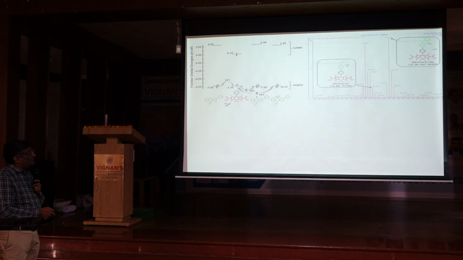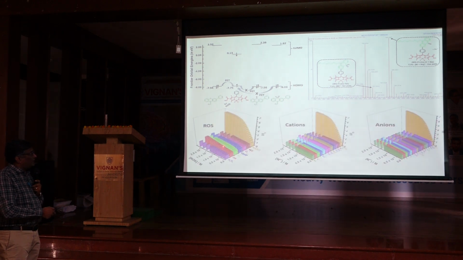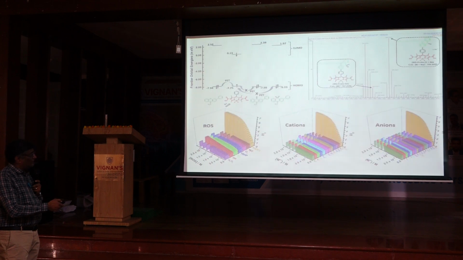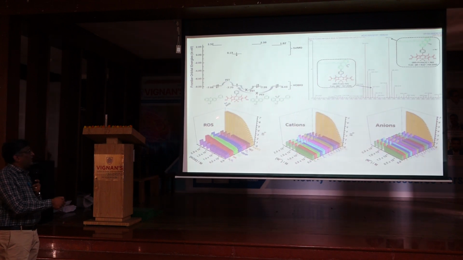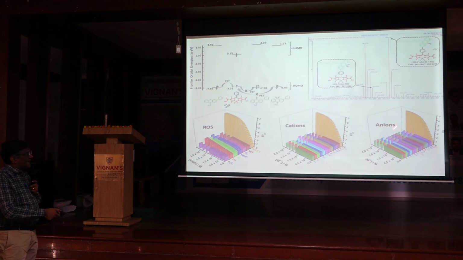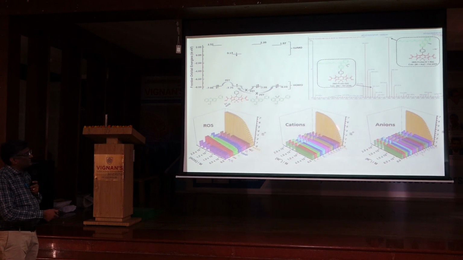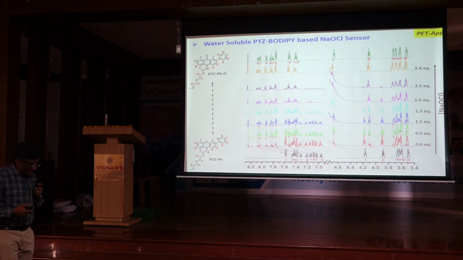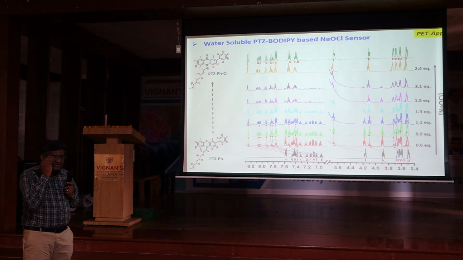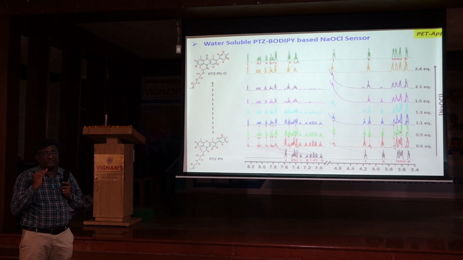And even the mass spectrometry showed sulfoxide or sulfone. As it is water soluble, we did this with different types of reactive oxygen species, cations, anions, but you can see that it is highly selective to hypochlorite. But this made us think about what is actually the species that is responsible for the fluorescence enhancement.